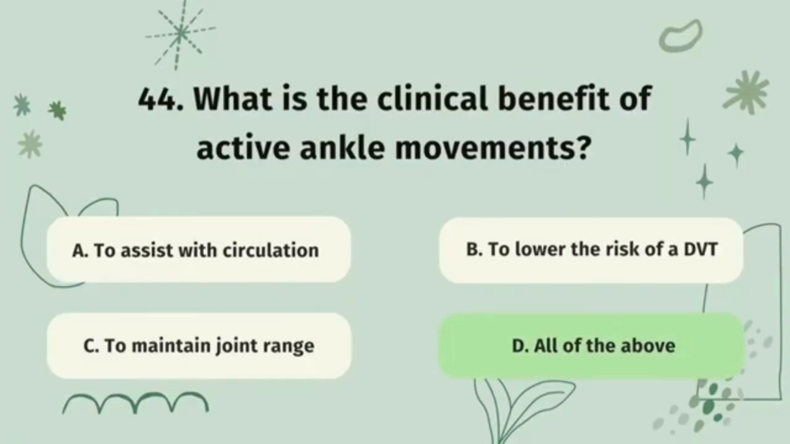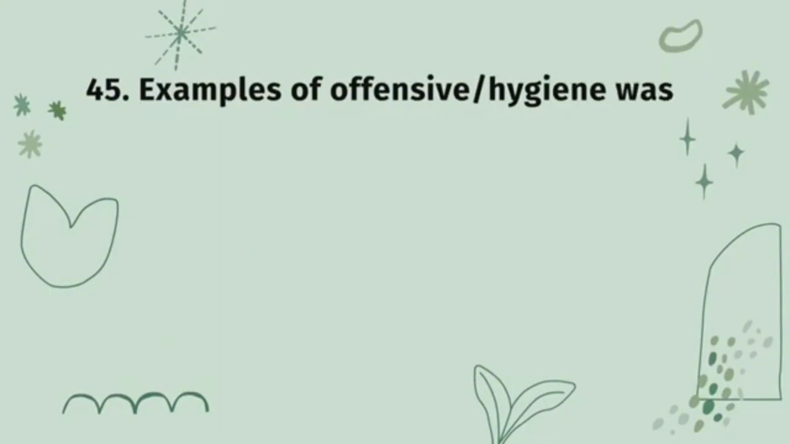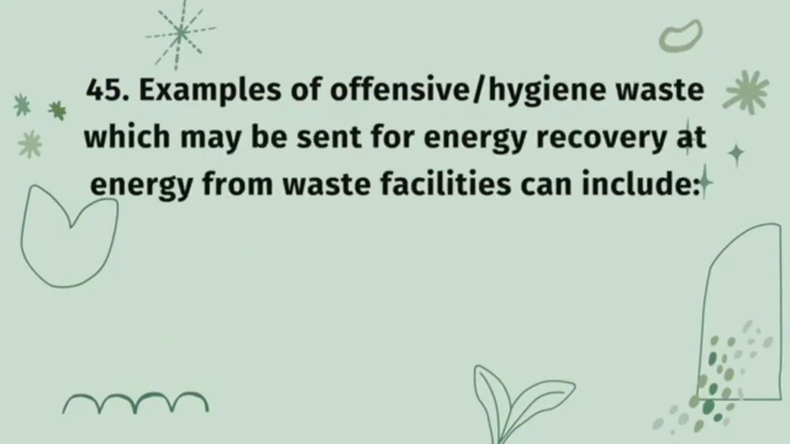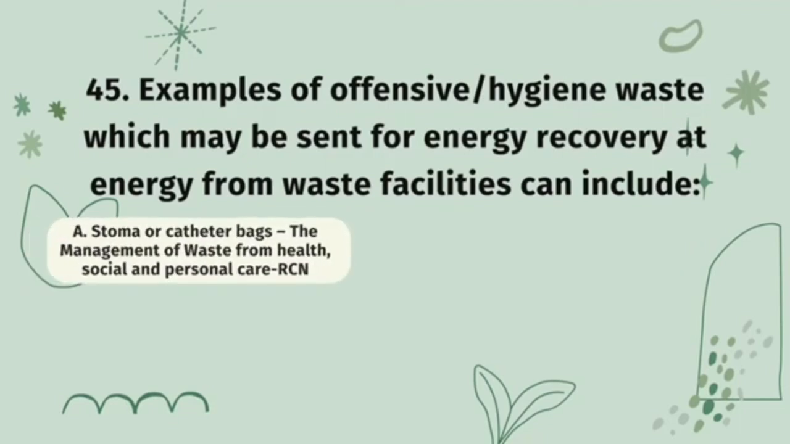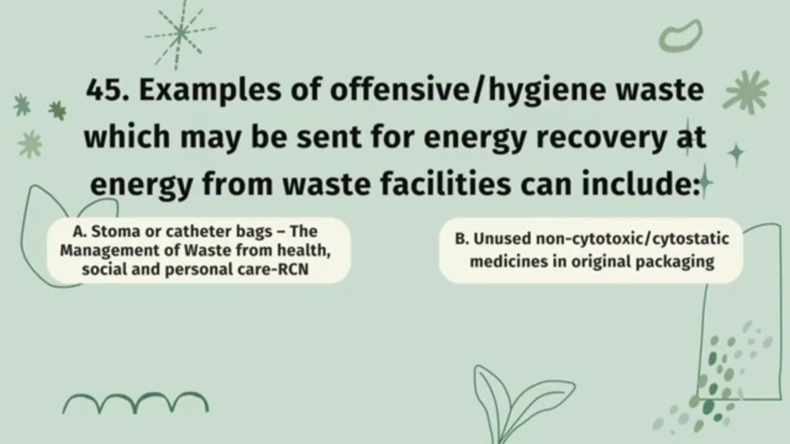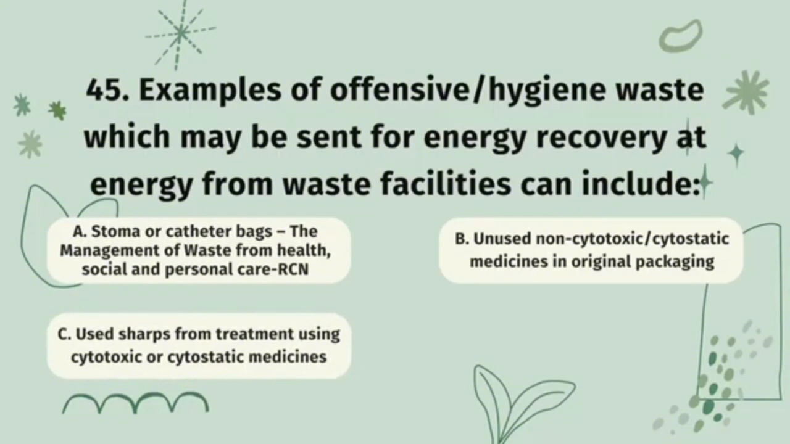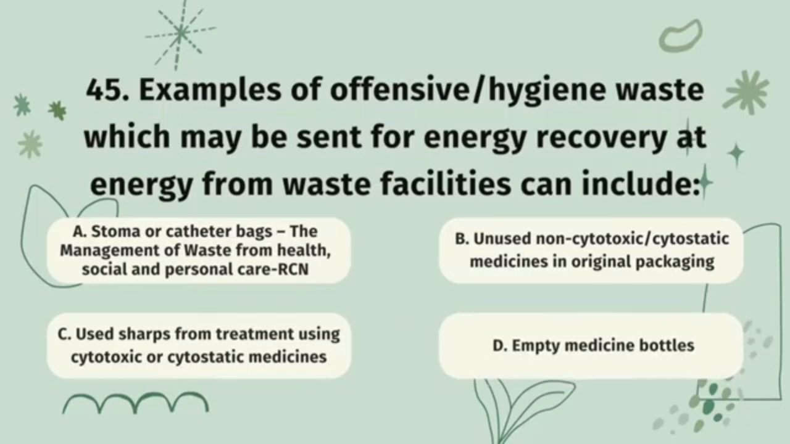The correct answer is D. Question 45. Examples of offensive hygiene waste, which may be sent for energy recovery at energy from waste facilities, can include: Option A. Stoma or catheter bags. The management of waste from health, social and personal care, RCN. Option B. Unused non-cytotoxic, cytostatic medicines in original packaging. Option C. Used sharps from treating cytotoxic or cytostatic medicines. Option D. Empty medicine bottles.